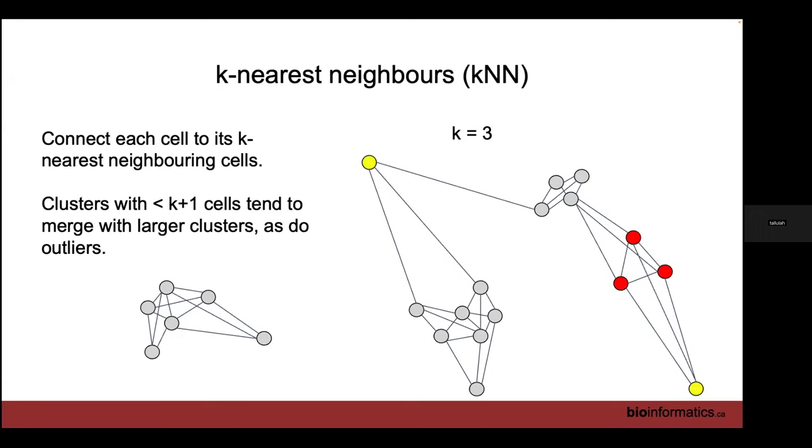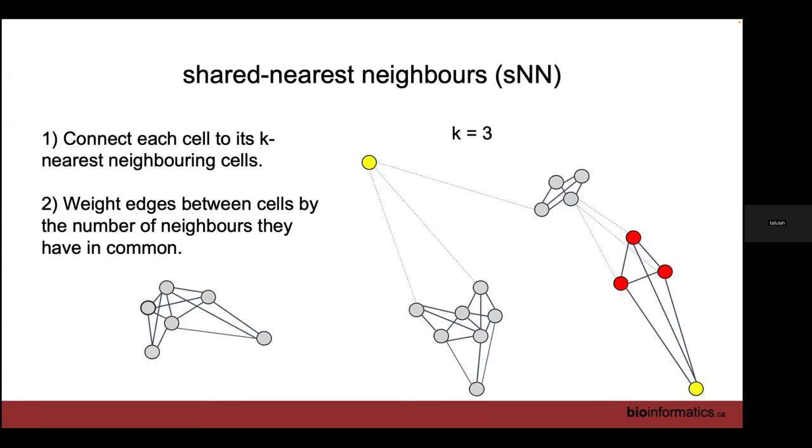We can also see with this group of 3 cells over here, that looks like it should be a cluster, but it's well connected to this other cell because we've got 3 as our k and there are only 3 cells in that cluster. So each of those is reaching out to the next closest cell that happens to be in a different cluster. So we have these outliers that get attached to various clusters, and we have these small clusters that tend to get merged with larger clusters.